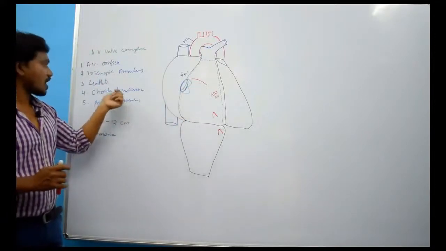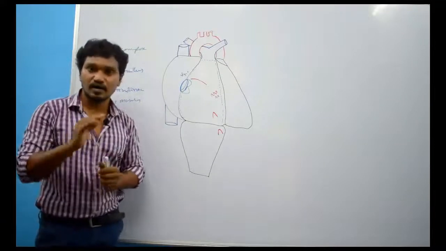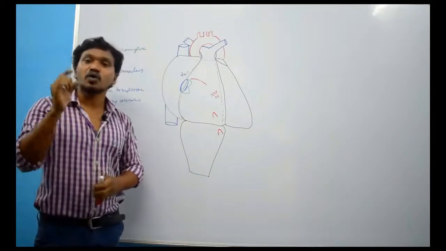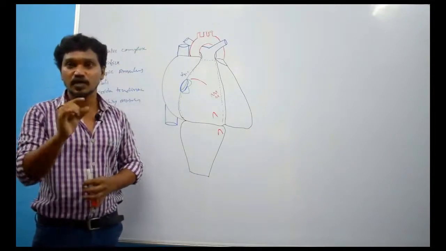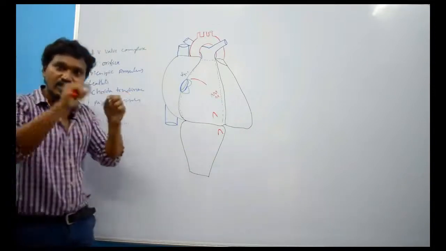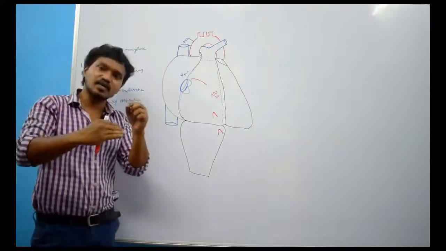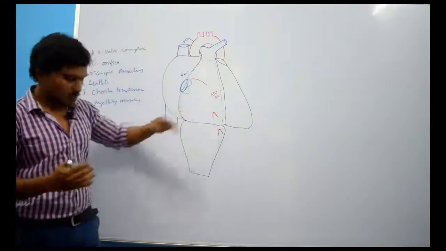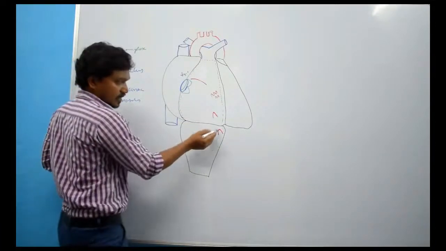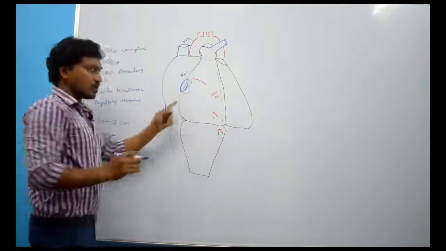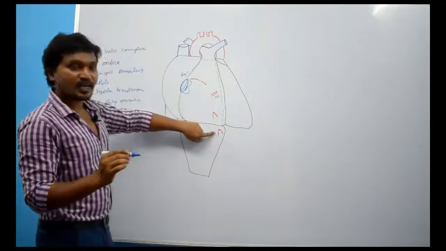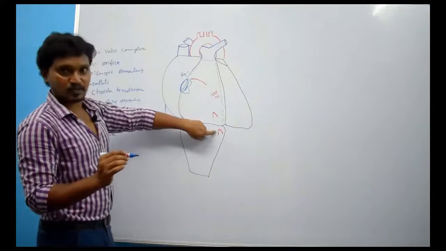Now we will see chorda tendineae. What are chorda tendineae? They are nothing but endocardium-lined collagen threads. They are like threads, and these threads are covered by endocardium. Clear? They connect the papillary muscles to the leaflets.